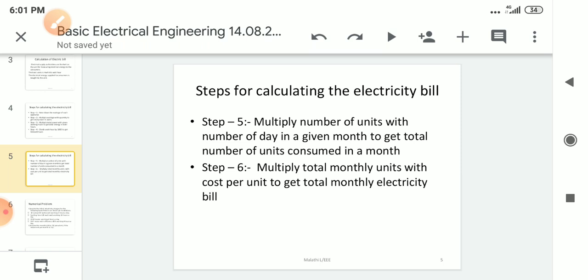We have to consider all the 30 days in this month. So multiply the number of units with the number of days, right? After that, the next step is to multiply the total monthly units with the cost. If the cost of 1 unit is, for example, 1 rupee, then we multiply 1 into our units, and then we will get the bill, right? These are the steps involved in calculating the electricity bill.